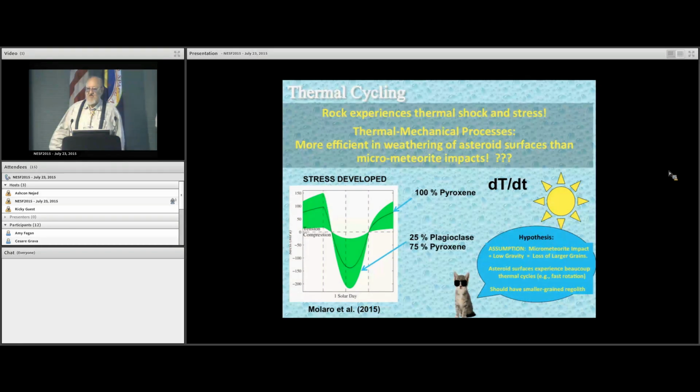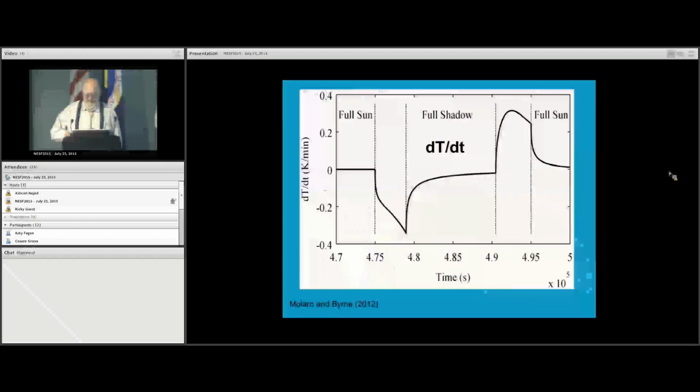The assumption is that on asteroids, micrometeorites are hitting it so hard that the lack of gravity, real gravity, is driving off a lot of this soil. So they're thinking that it's the thermoelastic properties that are making the soils on asteroids. So the soils are going to be much finer.